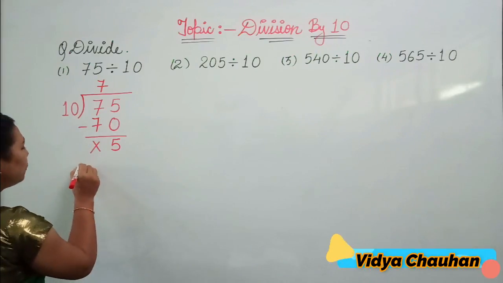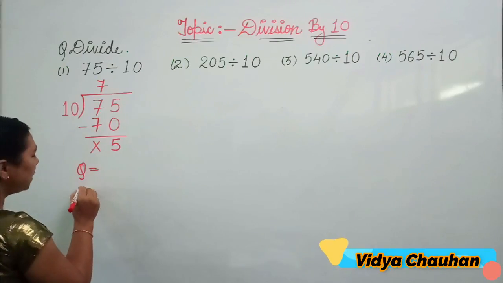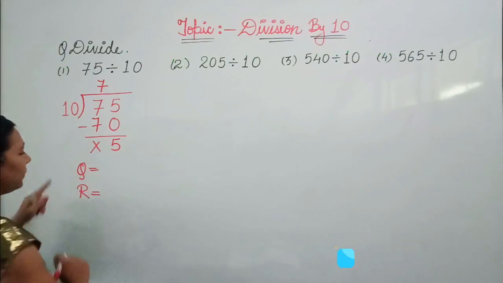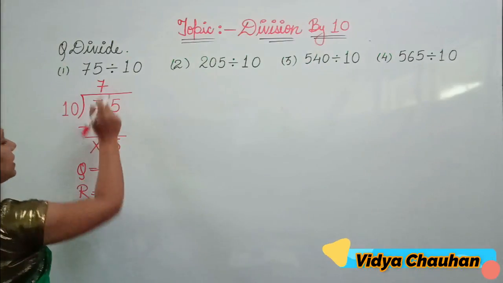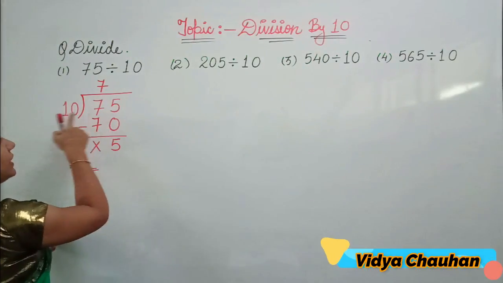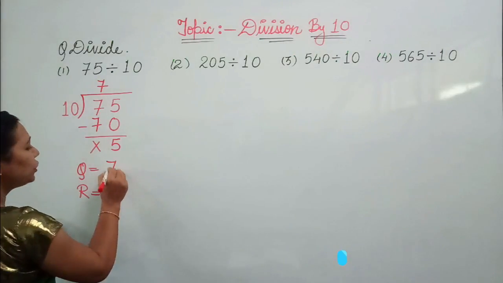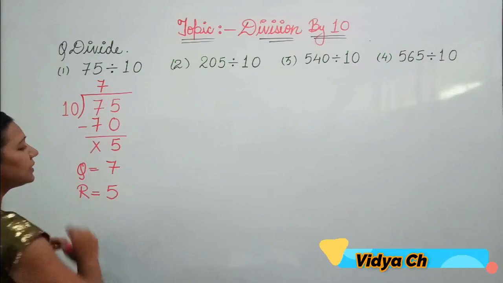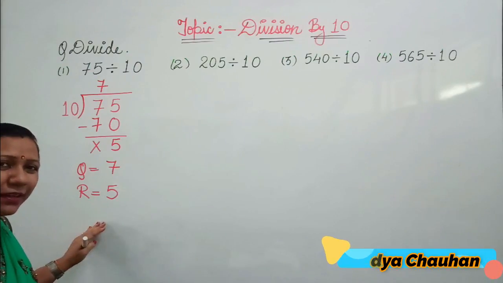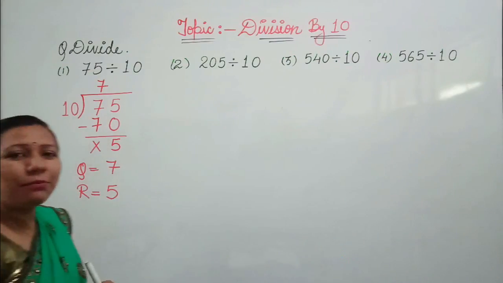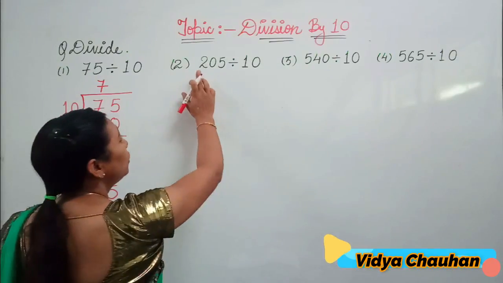So now it's time to write our answer. And for answer what we have to write? Yes, we have to write its quotient plus the remainder. So what is our quotient here? When we have divided 75 by 10, our quotient is 7 and remainder is 5. Clear children? I hope this is clear. Let us understand the same concept by taking one more question.